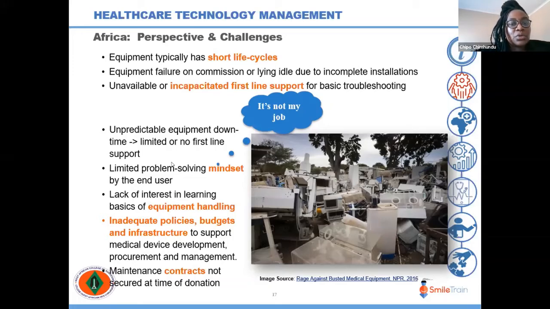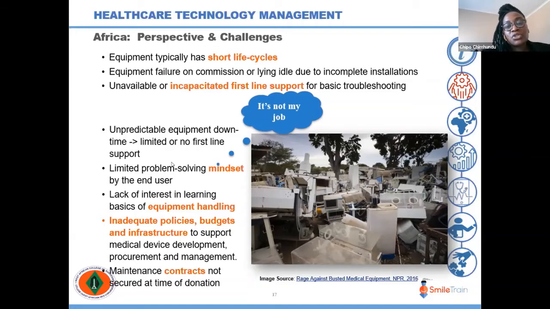And when it comes to actual donations, we need to make sure our contracts are secured for maintenance right at the time of procurement. These conditions tend to be lacking in our policy documents, where, at least in some countries, it's not made mandatory to have a maintenance contract in your donation negotiation process. Perhaps we need to start thinking about negotiating right from the beginning that there should be some kind of maintenance arrangement for at least 1 to 2 years of our equipment operation.